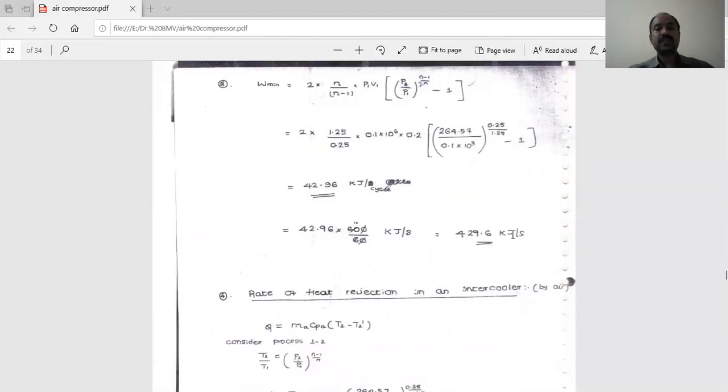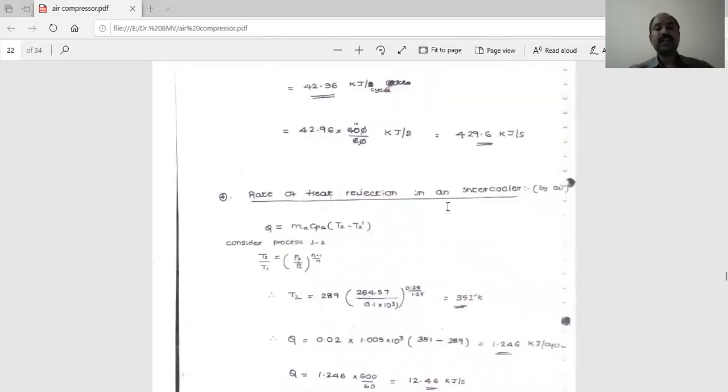It becomes kilojoules per second. You should multiply with the value of N divided by 60, where N is the revolutions per minute. It becomes 429.6 kilowatt. Then the rate of heat rejection in the intercooler, that is Q, is equal to m Cp into delta T.